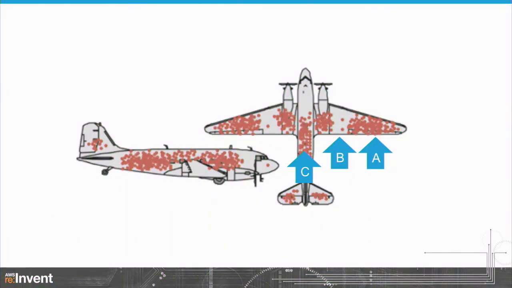Is it going to be A, where you have the hits in the wings? Is it going to be B, or maybe C? It's not an easy decision. If you think about it for a minute, you might come to the wrong conclusion, because where he decided to put the extra armor is here. Why did he do that? Because what he measured was the planes that did return from missions to Europe, and not the planes that did not. The planes that got hit in the other places simply couldn't make it home.